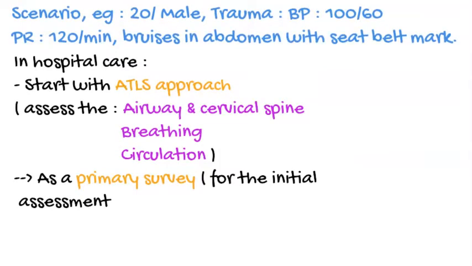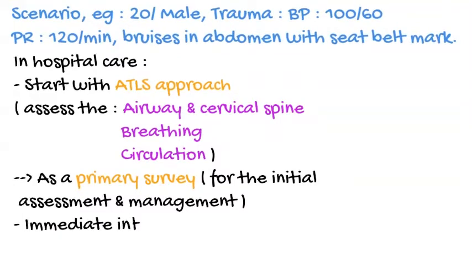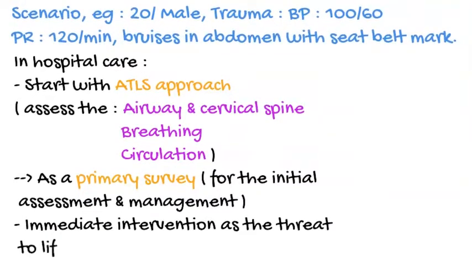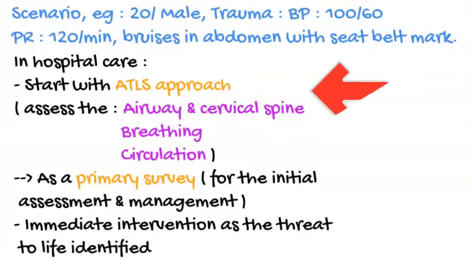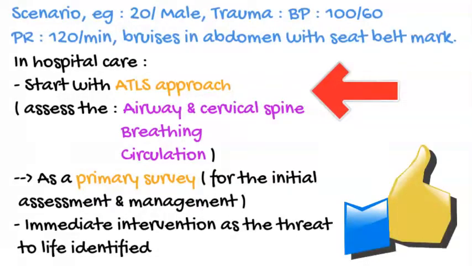Okay, I would answer by saying, well, in hospital care, we will start with the ATLS approach, Advanced Trauma Life Support approach. First, we will assess the airway and cervical spine, breathing and circulation as the primary survey for the initial assessment and management. ATLS aims to treat the greatest threat to life with immediate intervention as the threat to life is identified, with re-evaluation of initial management. Then later, we will proceed to the secondary survey, a head to toe evaluation.